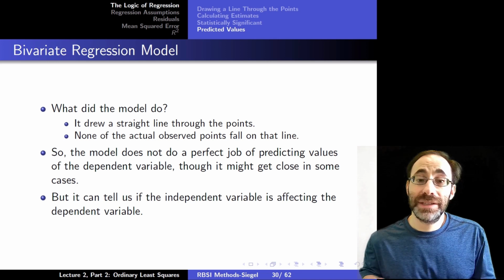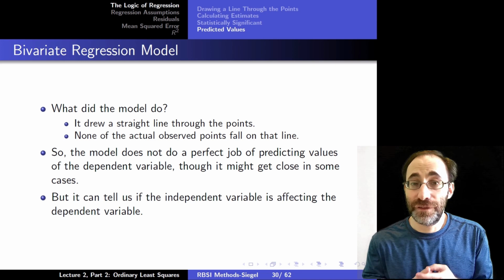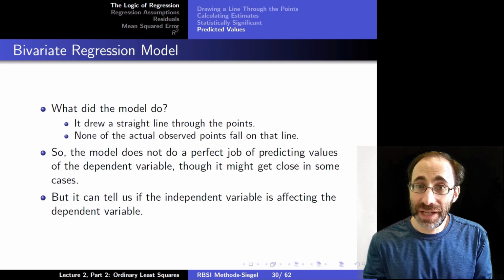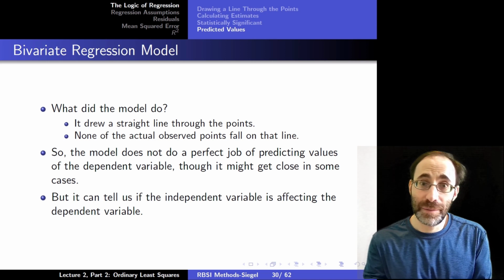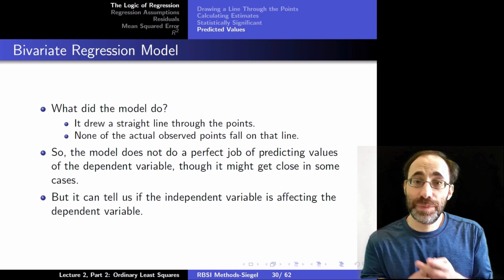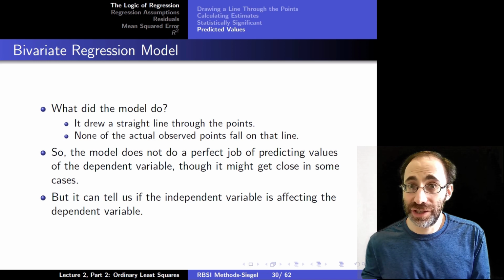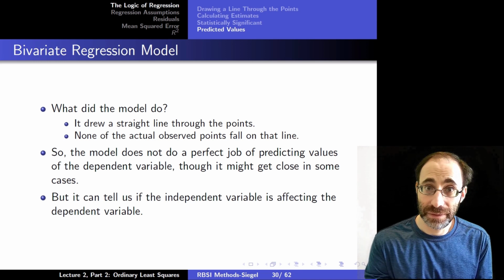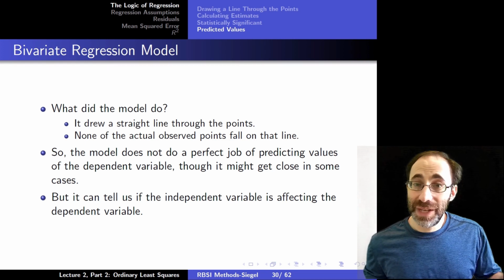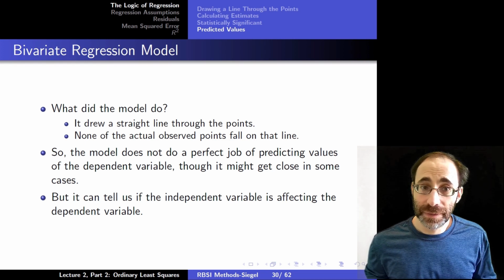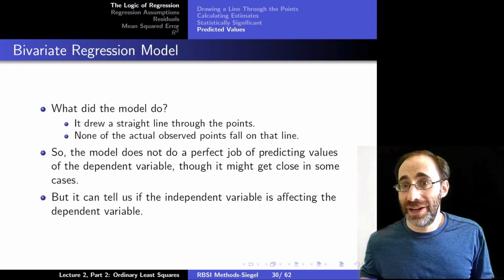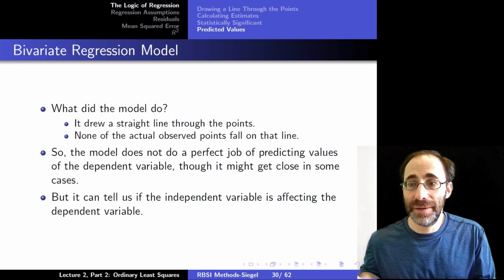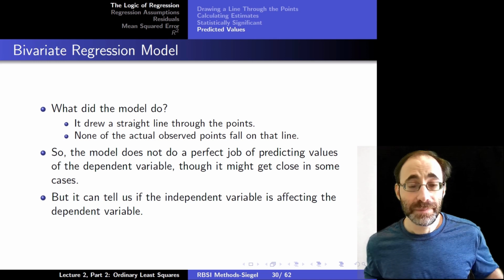But it can do two things. It can tell us if our independent variable is affecting the dependent variable, and it can give us an improved prediction of our dependent variable from our independent variable, where it's improved relative to our first prediction, which you might remember was the mean of the dependent variable. Our first prediction was the mean of the dependent variable, just y bar. Now we've added another independent variable and increased the level of our predictive accuracy.